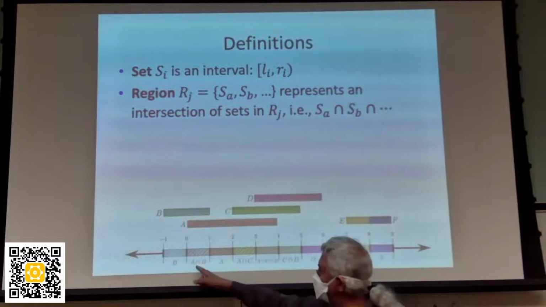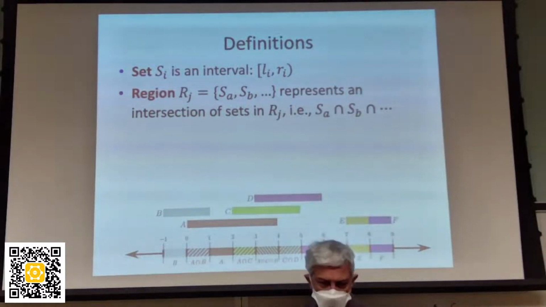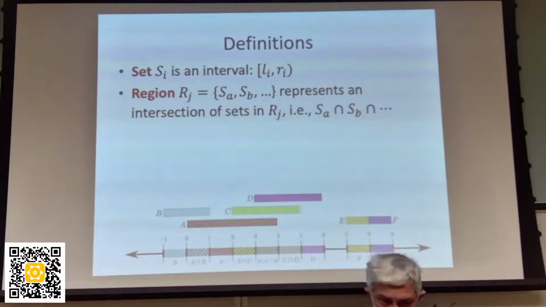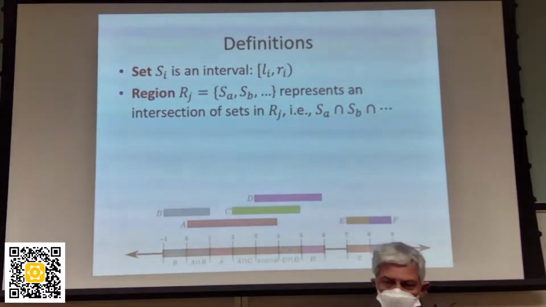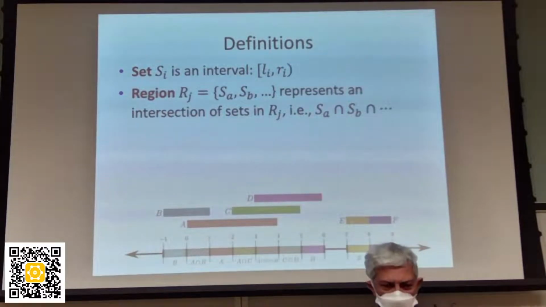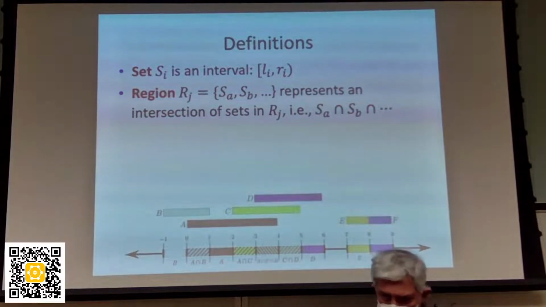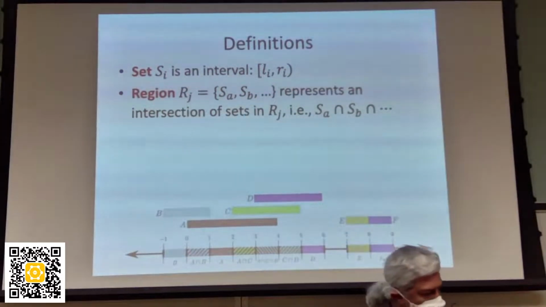So this region tells you that this is an intersection of A and B. That doesn't mean it's the entire intersection of A and B. It just says that here only A and B cross this portion. That's all it's saying.